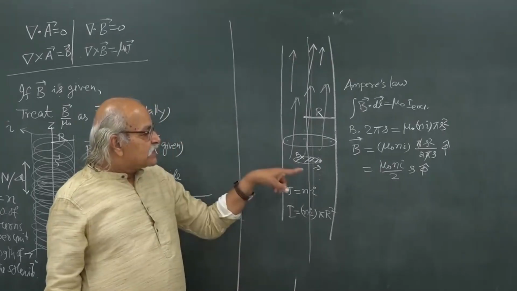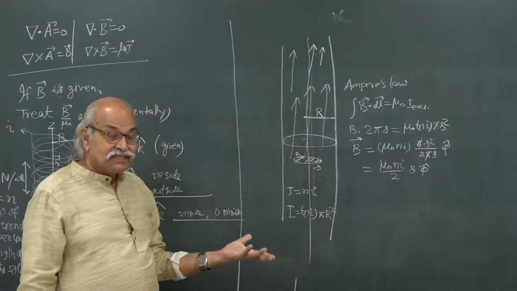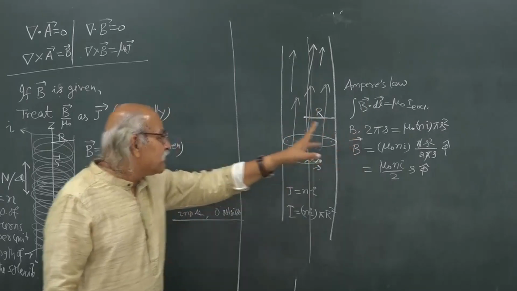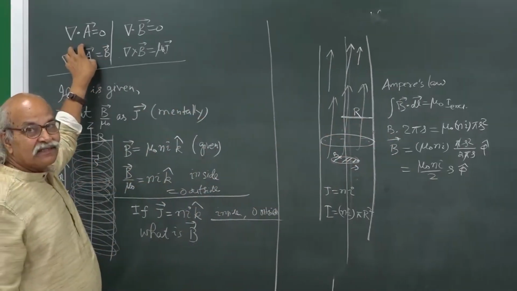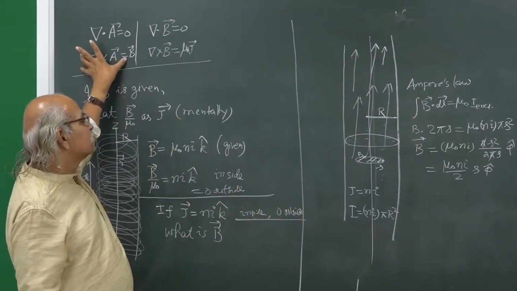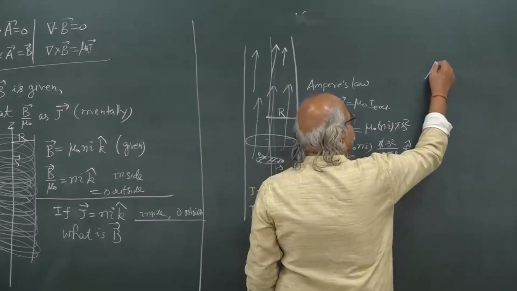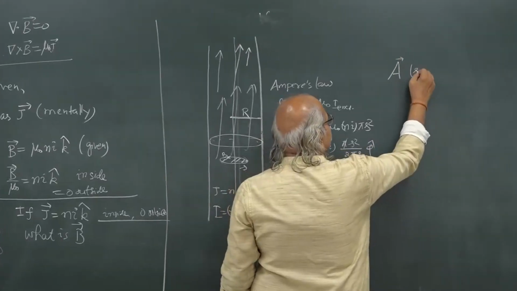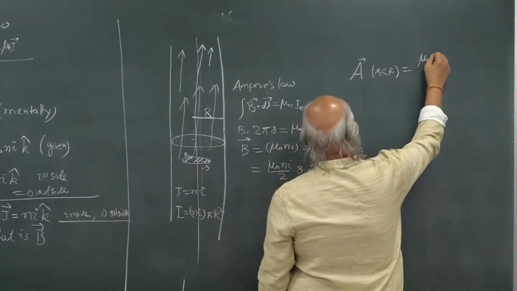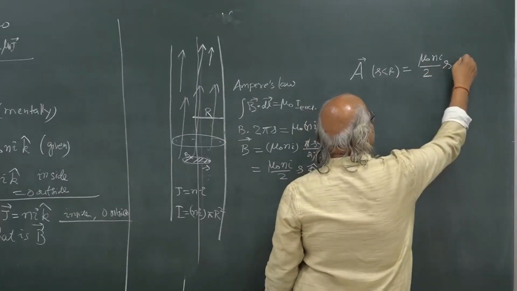So, we have gotten the expression for B, and this expression of magnetic field gives me the vector potential inside. It gives me the vector potential because we have solved this, it is the same equation, and therefore, A inside, for s less than capital R, is mu naught N I by 2 s phi cap.